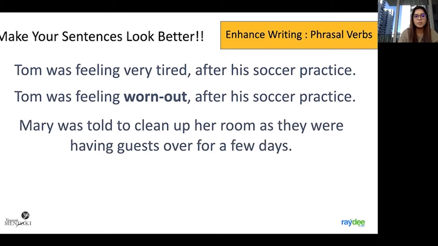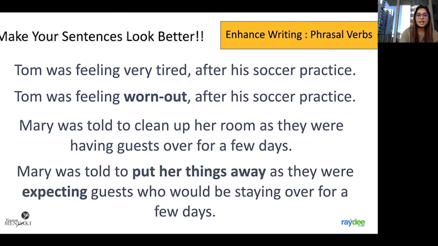Okay, and the next sentence would be Mary was told to clean up her room as they were having guests over for a few days. So how do we enhance this? We enhance it by saying Mary was told to put her things away as they were expecting guests who would be staying over for a few days.